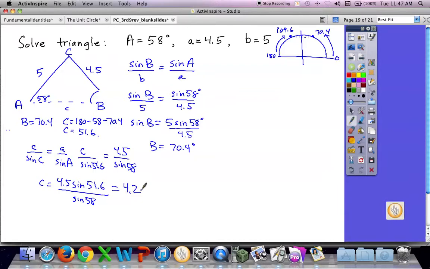Okay. And then we need to do the same thing again, but this time we're going to let our angle B equal 109.6. Right? In that case, the C is 180 minus 58 minus 109.6, 12.4.